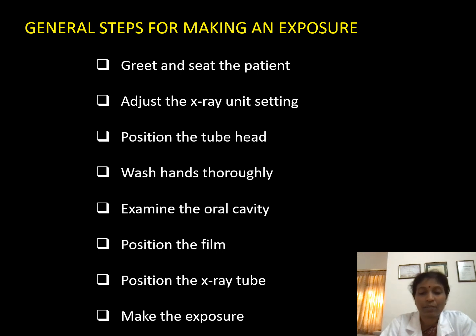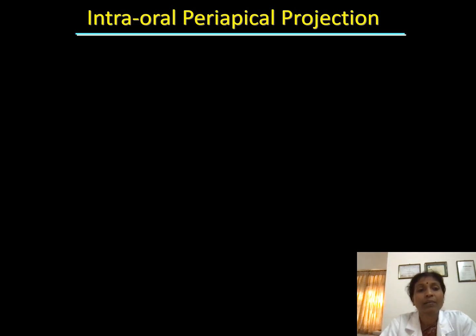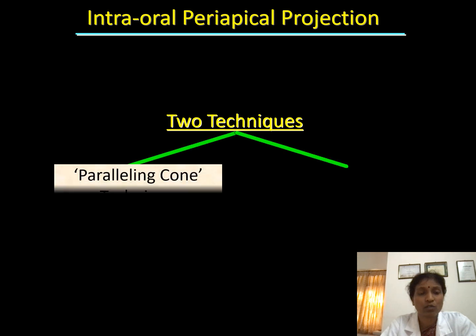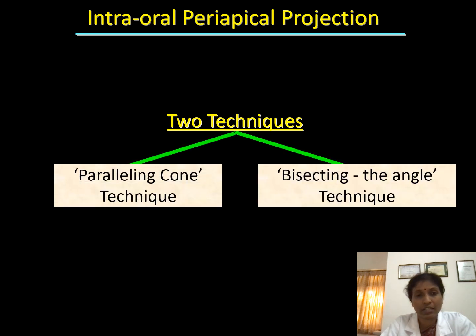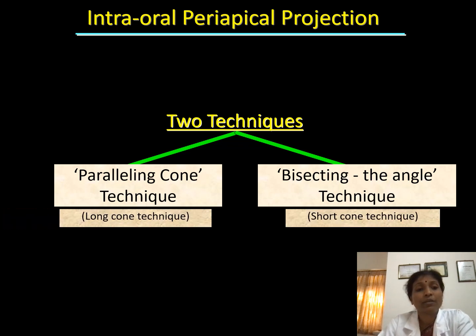Depending on the anatomical location, the exposure parameter or the exposure time needs to be adjusted every time. Then coming to the intraoral periapical projections, there are two main types of projections. One is the paralleling cone technique and the second is the bisecting angle technique. The paralleling cone technique is also called the long cone technique or right angle technique. The bisecting technique is also called the short cone technique. But the most common technique used by most dentists is the paralleling cone technique, in order to have an accurate diagnosis with minimum distortion.